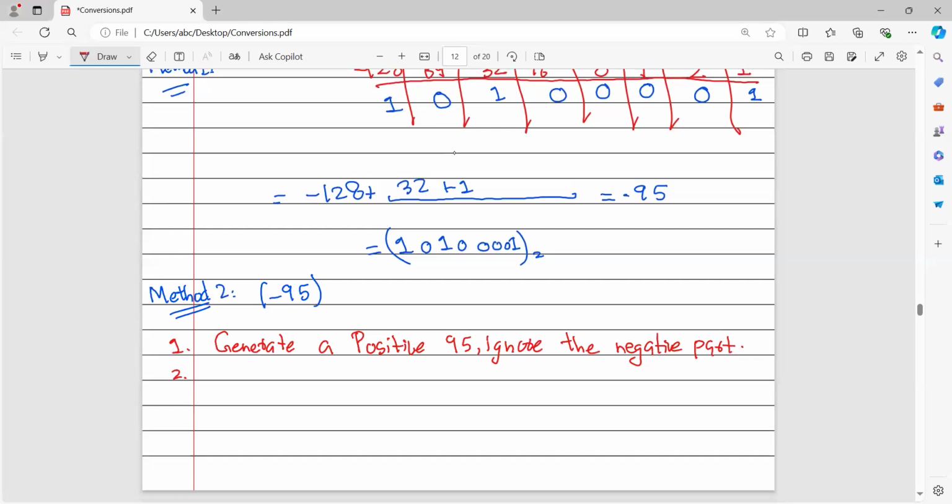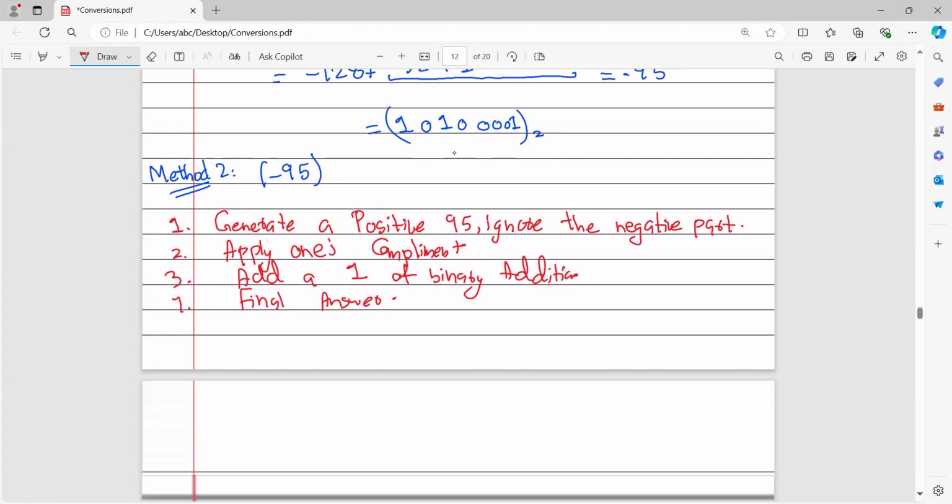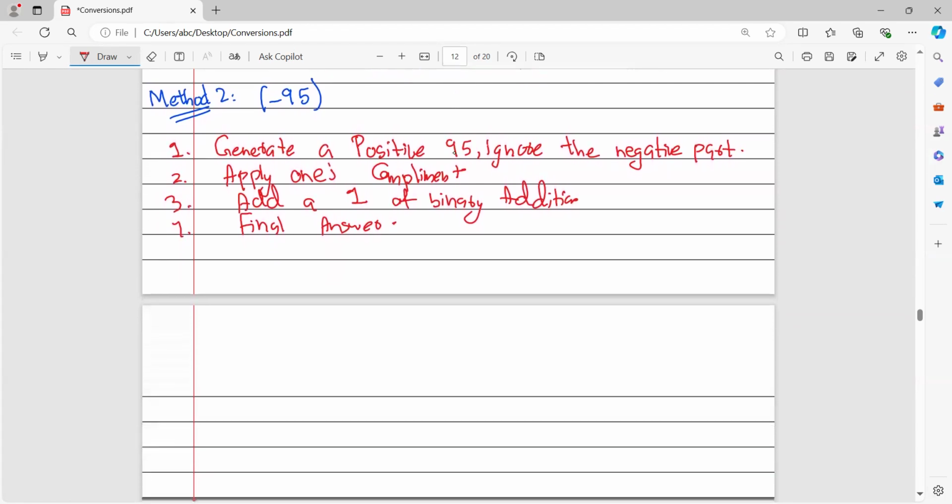Just after that, what you need to do is apply one's complement on that, and then you need to add a 1 of binary addition into the answer, and that is going to generate your final answer. So let's work on this. These are the number of steps for your method two. The first step says that I need to generate a positive 95 and I need to ignore the negative part.